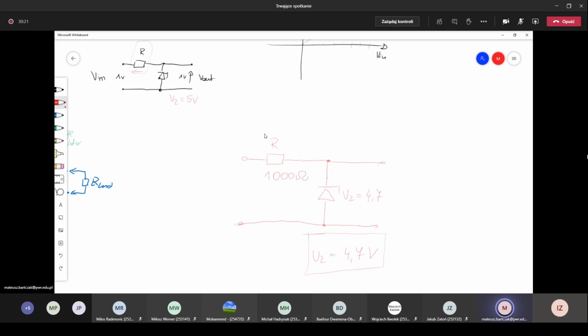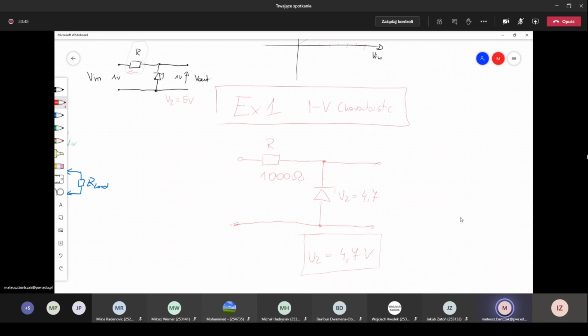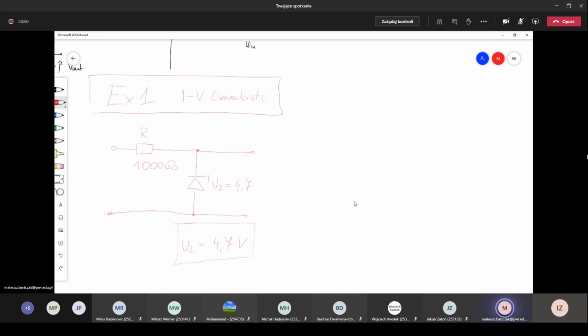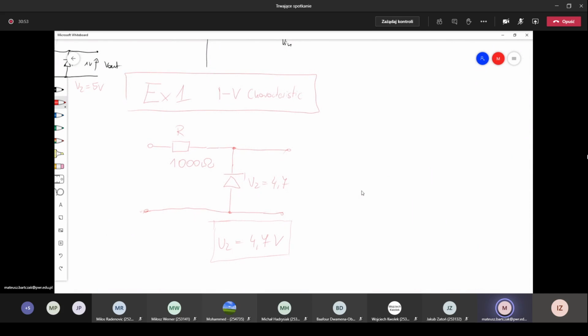Okay, and what is your first task? You need to measure the characteristic of the diode with this circuit. So exercise number 1 is to measure the current voltage characteristic. But how can we measure the current voltage characteristic in this circuit?